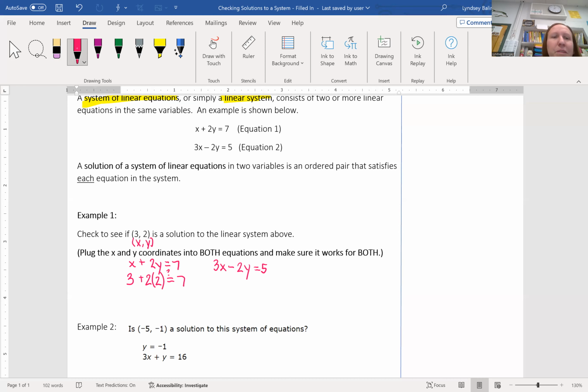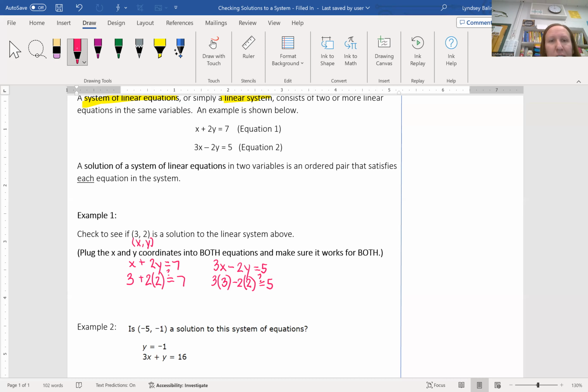That's what it's asking. For my other one, it's going to be 3 times 3 minus 2 times 2. I'm using parentheses for my multiplication. You can use dots, no x's. Dots or parentheses is fine, but you have to show that multiplication. And same thing, I'm going to say, does that equal 5?